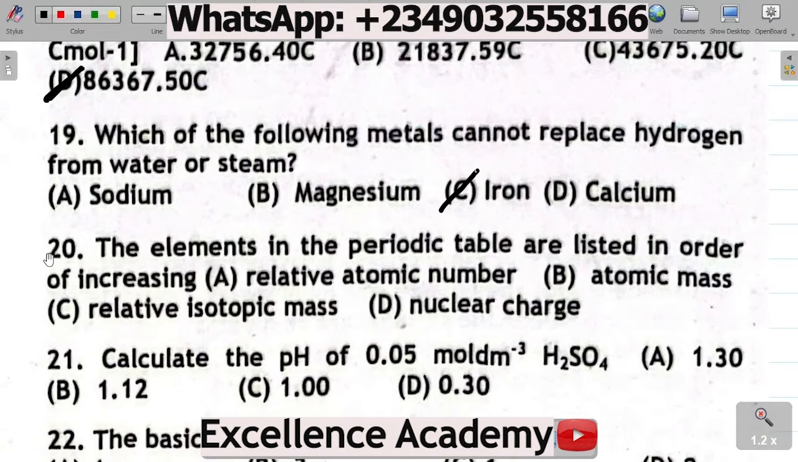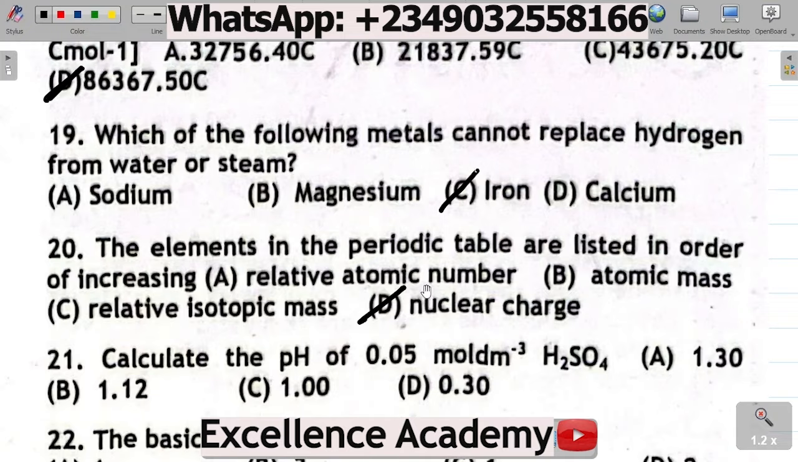Finally, question 20. 20 says the elements in the periodic table are listed in order of increasing: A, relative atomic number. B, atomic mass. C, relative isotopic mass. D, nuclear charge. For this question, the correct answer is D, nuclear charge. Note that the nuclear charge is simply equal to the atomic number, and it increases across the periodic table.